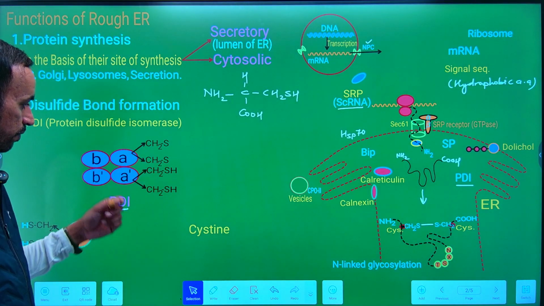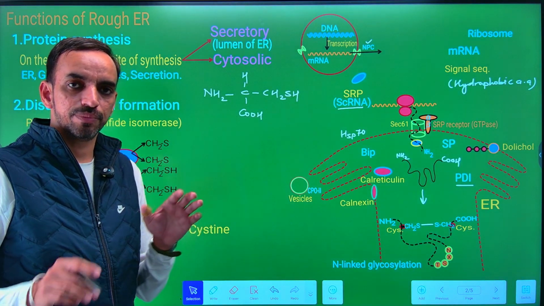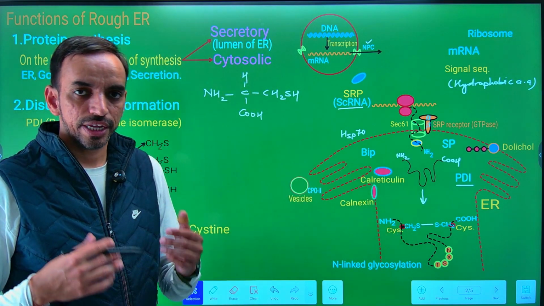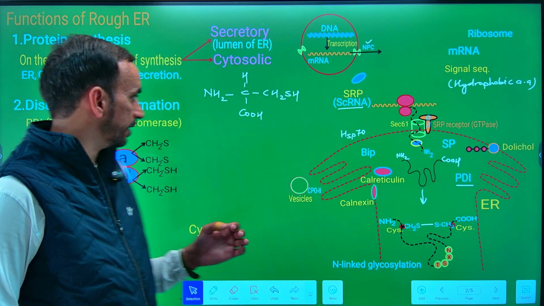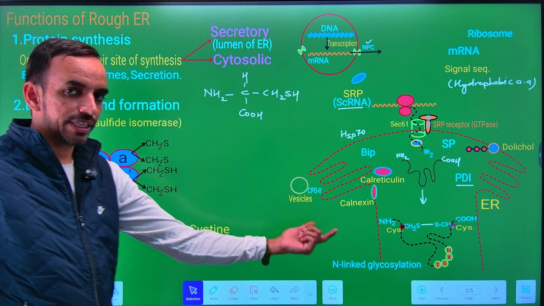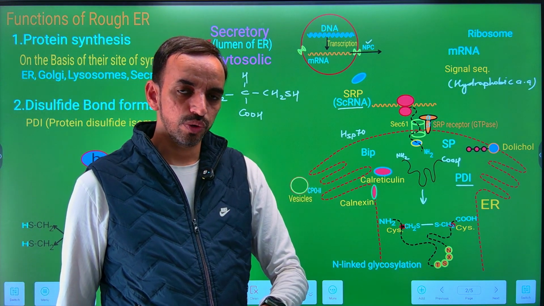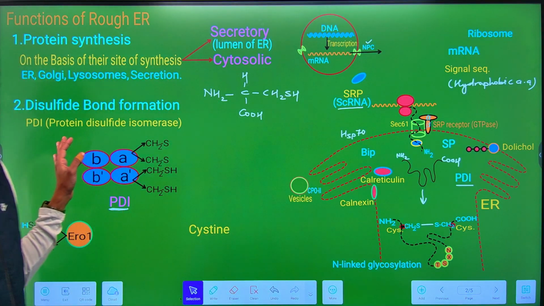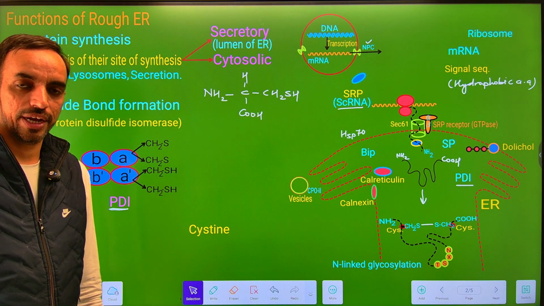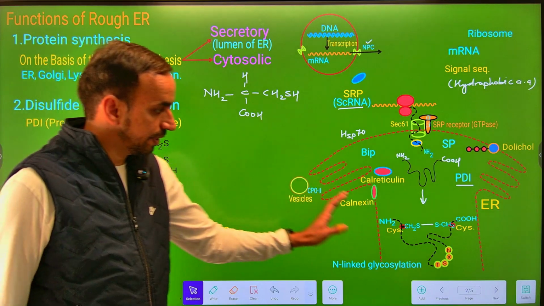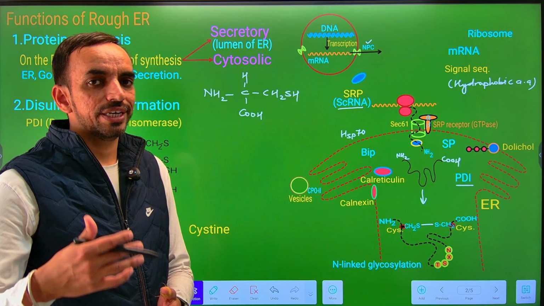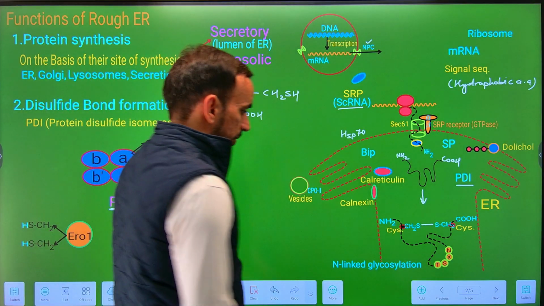So in this way, a disulfide bond is formed within the lumen of the endoplasmic reticulum. So another function of the rough endoplasmic reticulum is the formation of disulfide bonds due to the oxidizing environment within the endoplasmic reticulum lumen, and there is a protein disulfide isomerase which contains the two sulfhydryl groups that are involved in the formation of disulfide bonds. These disulfide bonds provide extra stability to the proteins.